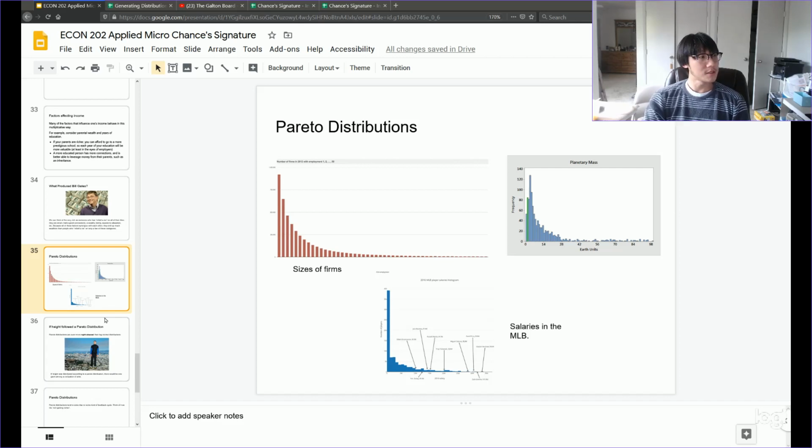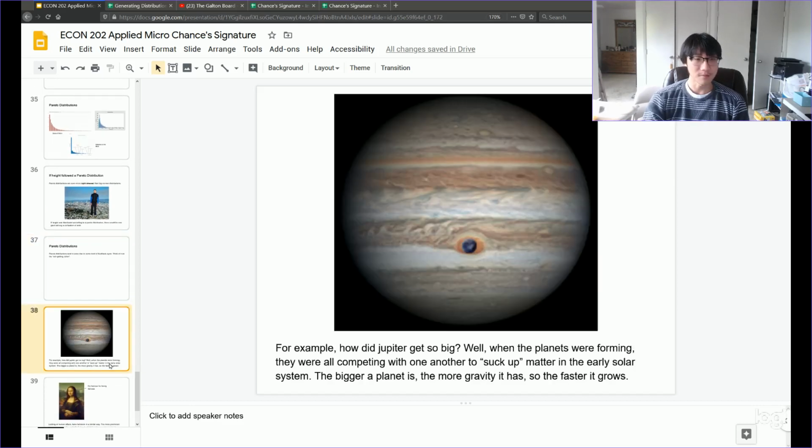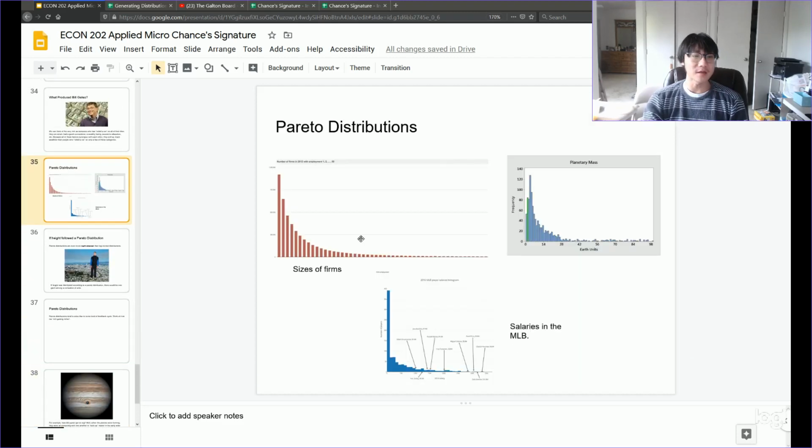So what generates a Pareto distribution? Well, the answer is Pareto distributions tend to arise when there is some sort of feedback cycle. Think of it as the rich getting richer and the poor getting poorer. When you have that type of situation, you tend to get a Pareto distribution. Let's consider a few examples of this. Let's consider first of all the mass of planets.